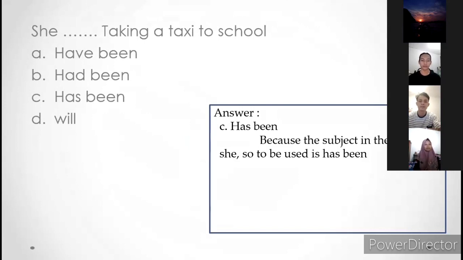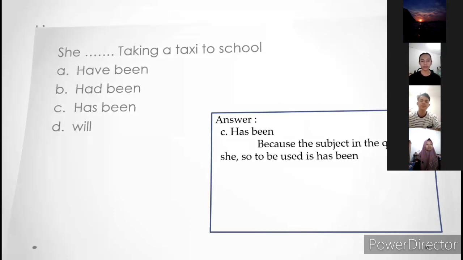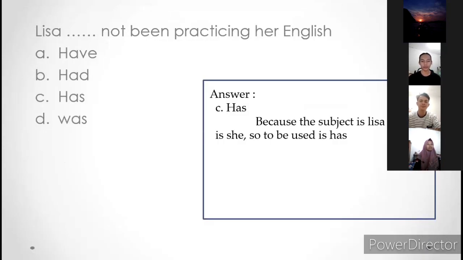Next, blank taking a taxi to school. A, have been. B, had been. C, has been. D, will be. The answer is C, has been, because the subject in the question is she. So the auxiliary used is has been.